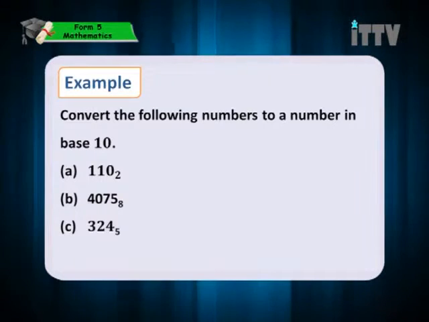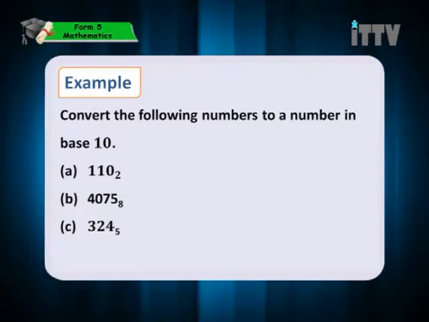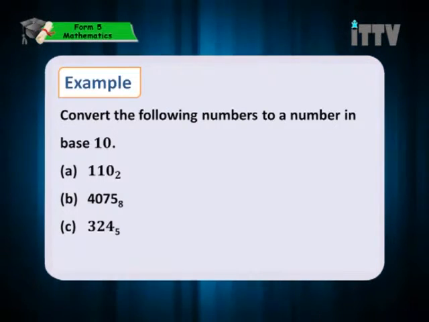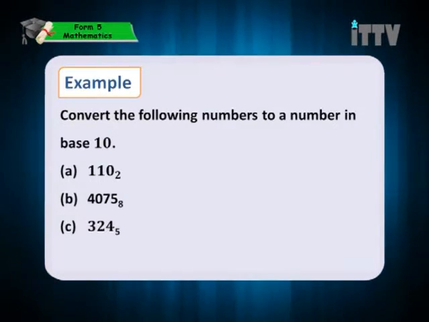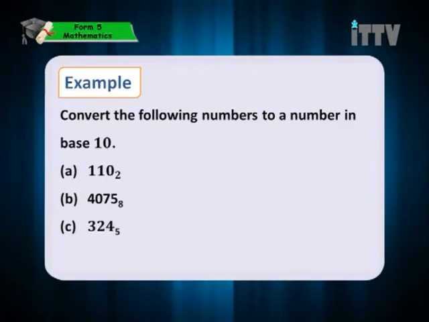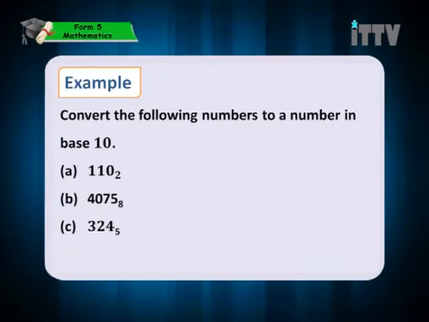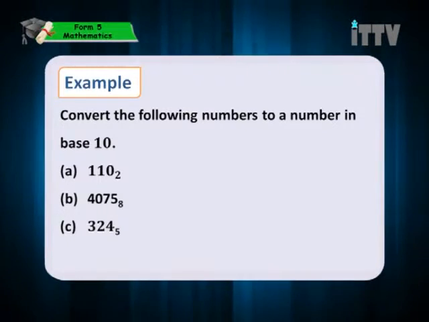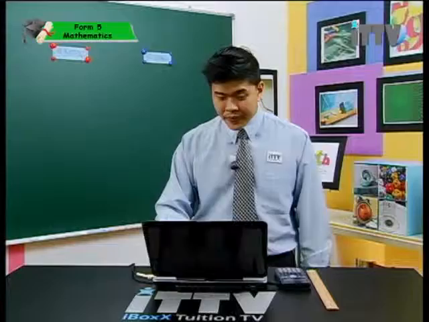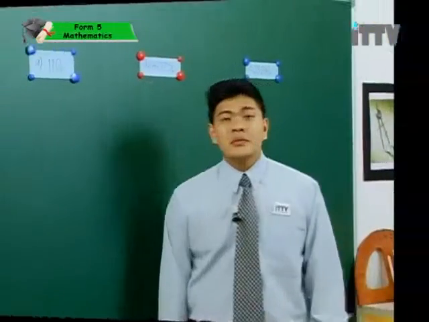Convert the following numbers to a number in base 10. A, 110 in base 2. B, 4075 in base 8. And C, 324 in base 5. Now let's go over to the board to answer this question.